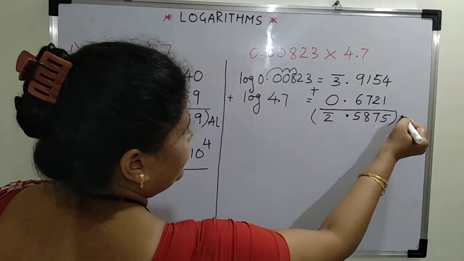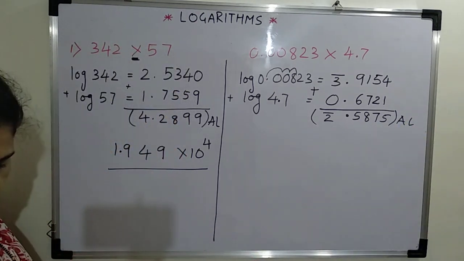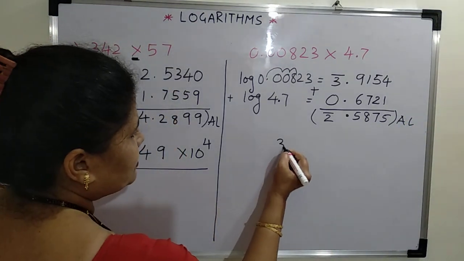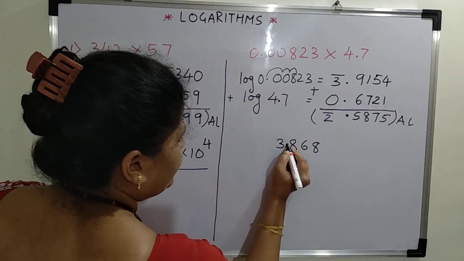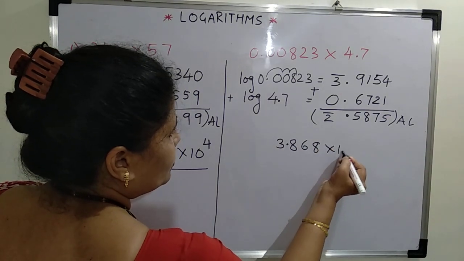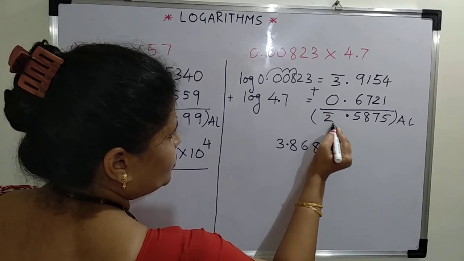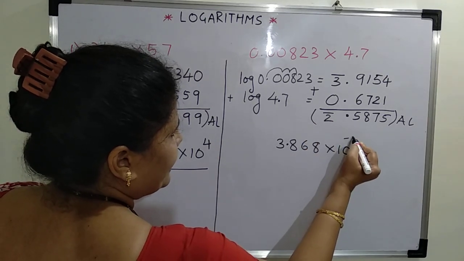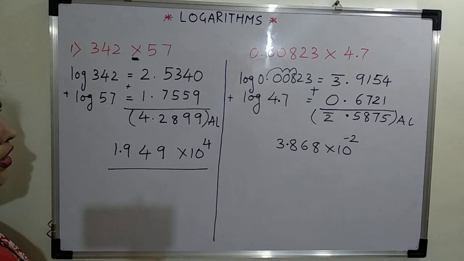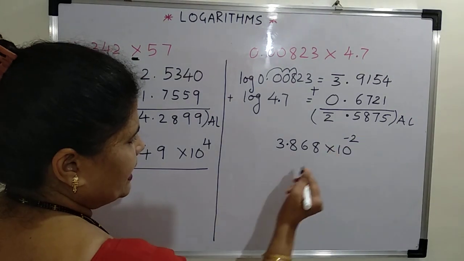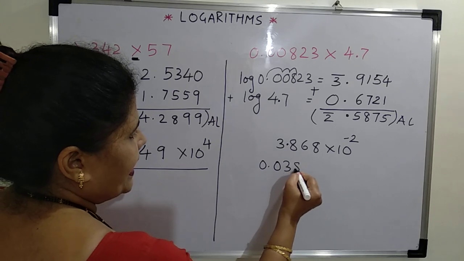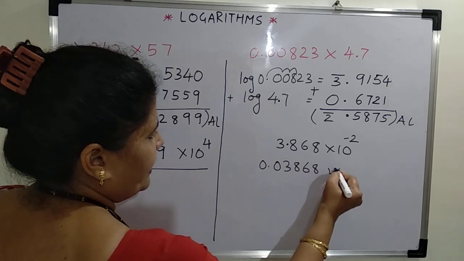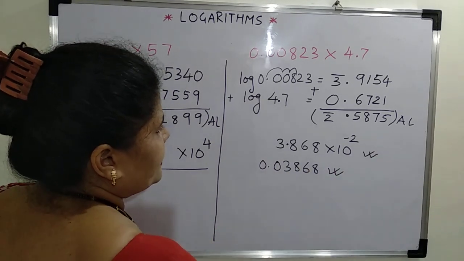Let us see the antilog for this. Antilog will come to 3868. As usual, leaving one digit, decimal into 10 raised to. Now it is not 2, students, it's bar 2. So I will write minus 2. If you are not comfortable with this, you can remove this and your answer will be 0.03868. This is also correct to represent the answer.